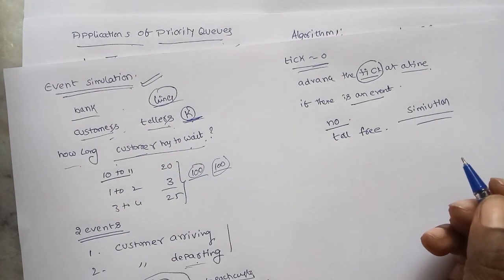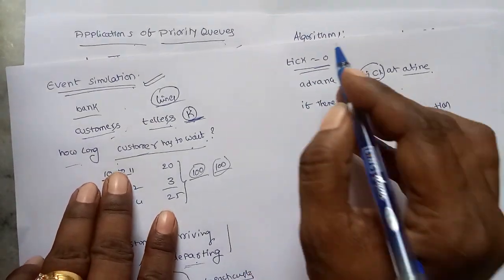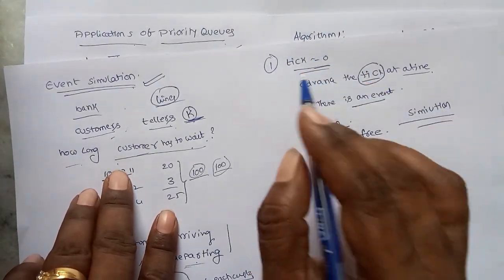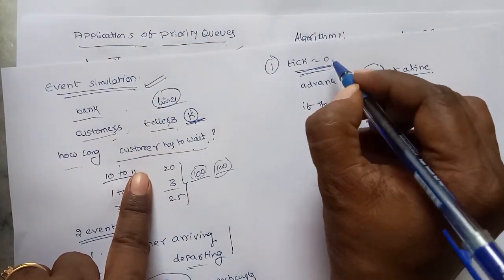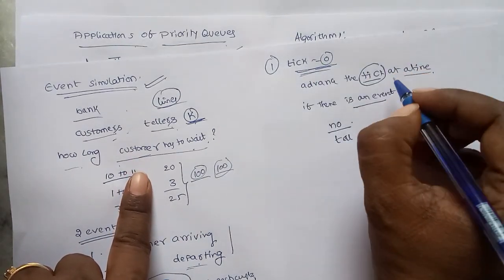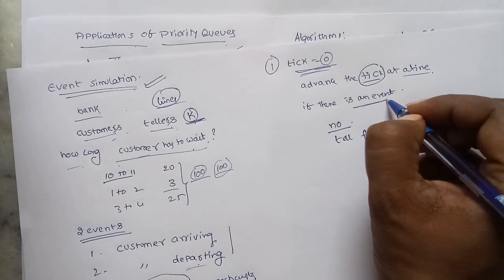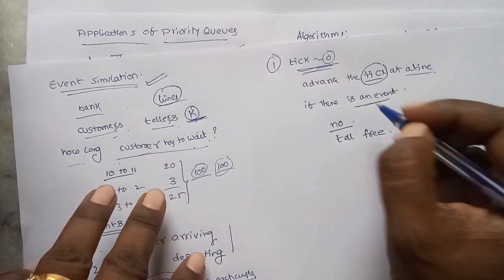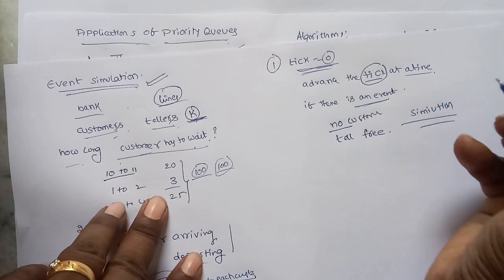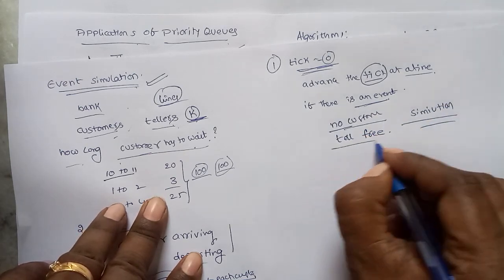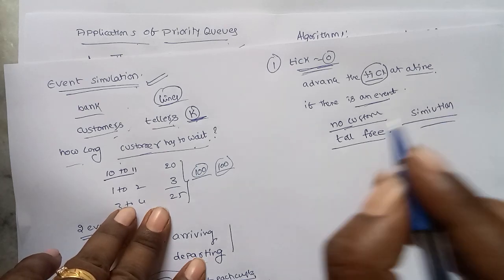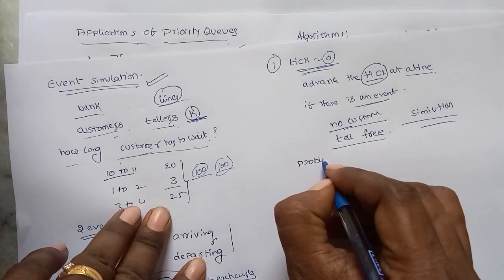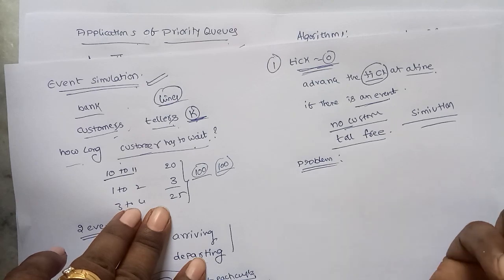But remember, first point, here also two approaches. The first approach is initially I am setting my simulation clock to 0 ticks. Whenever an event occurs, if there is an event, increment the tick value. If there are no customers and all the tellers are free, the simulation is completed. Here we have a problem.